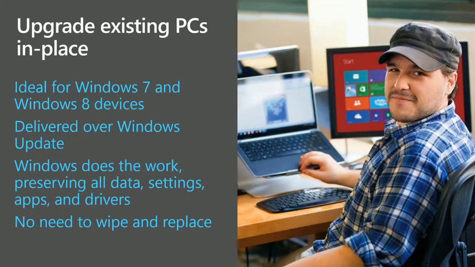Yeah. This process, the in-place upgrade process, is designed basically to obviate the need for those migration tools. This is ideal for Windows 7 and Windows 8 devices. It's an upgrade that can be delivered over Windows Update. We expect SMBs will do this over Windows Update. You can also do the update internally using System Center and those bigger enterprise tools, but we expect SMBs to use Windows Update. And Windows does all that work. As I was saying before, you don't have to do that manually anymore. This will take care of it. It's actually a really smooth, easy process. No need to wipe and replace.